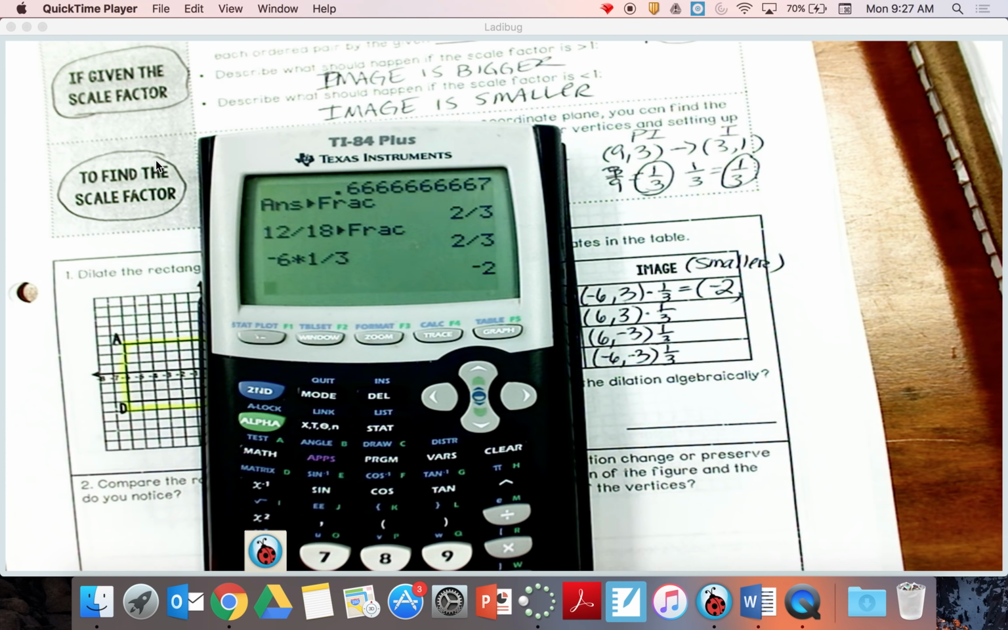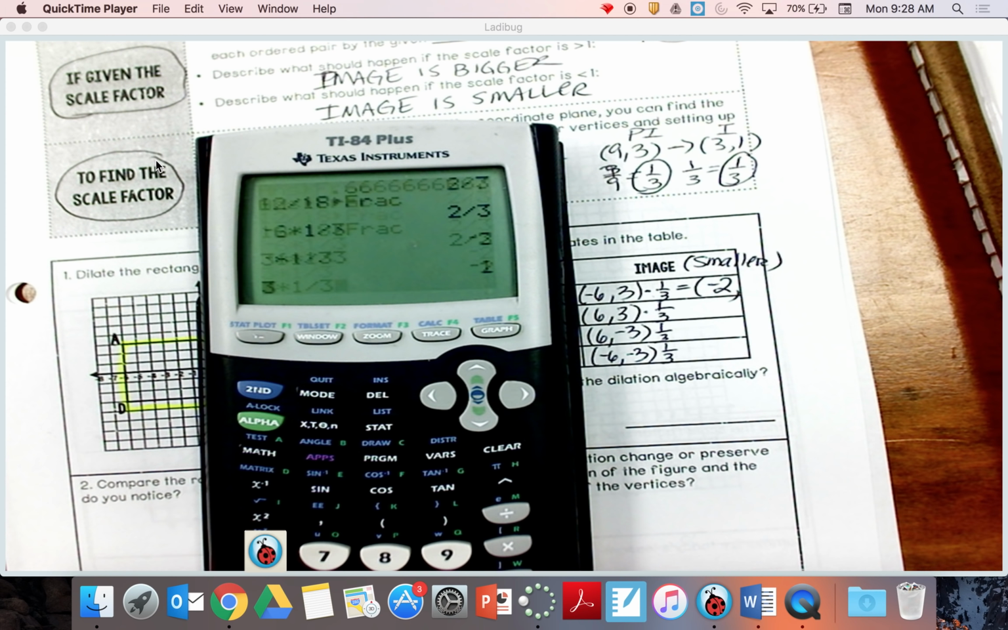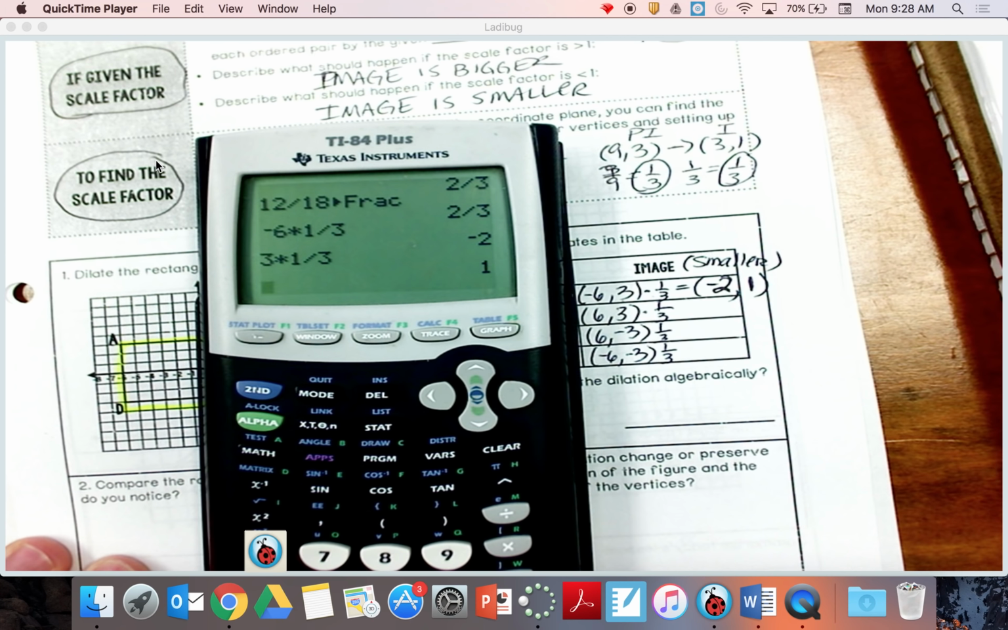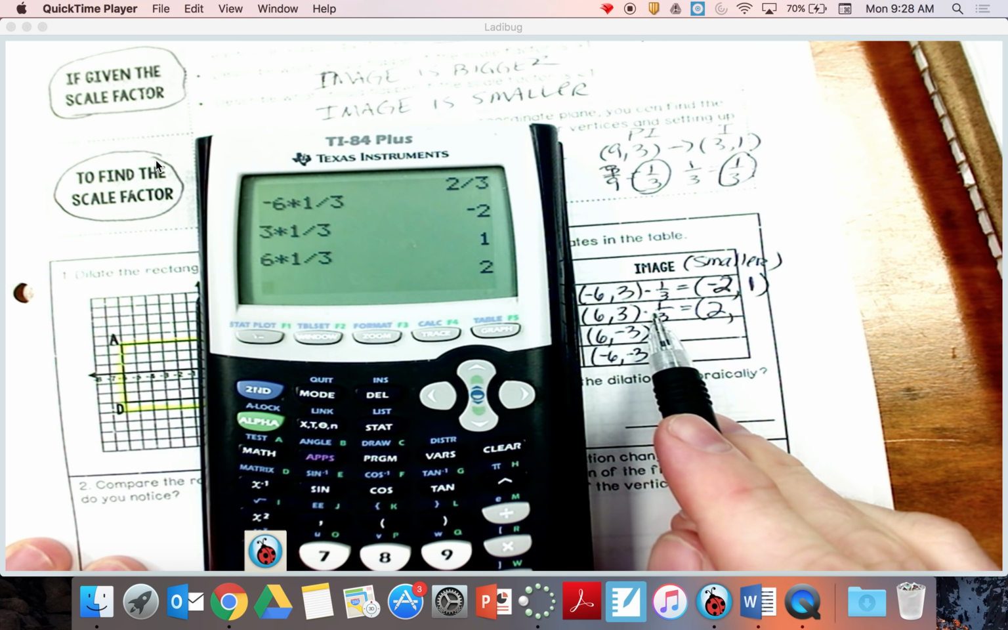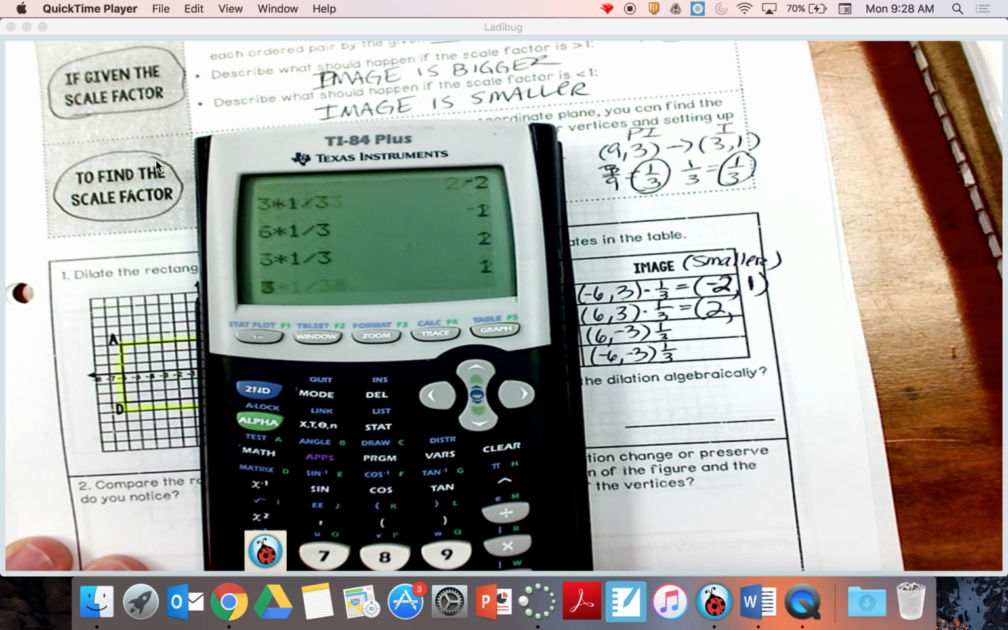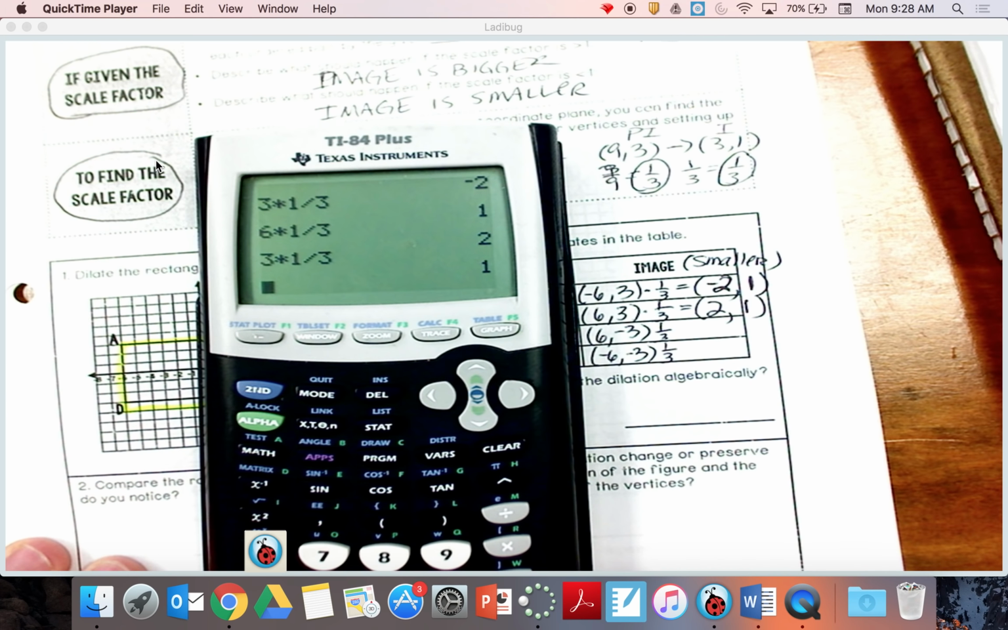3 times 1/3 gives me 1. So there's my new ordered pair right there: -2, 1. Do the same thing here. Take my 6, multiply that by 1/3, gives me 2. Take my 3 here, my y value, by 1/3, and do it each one. So 3 times 1/3 will give me 1, so there's my new point.